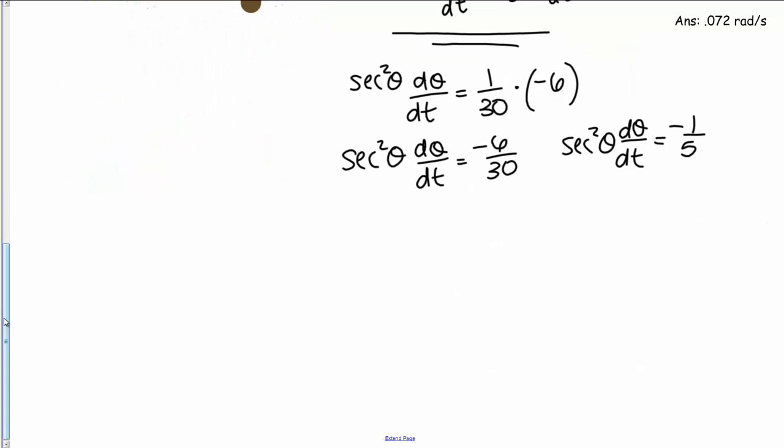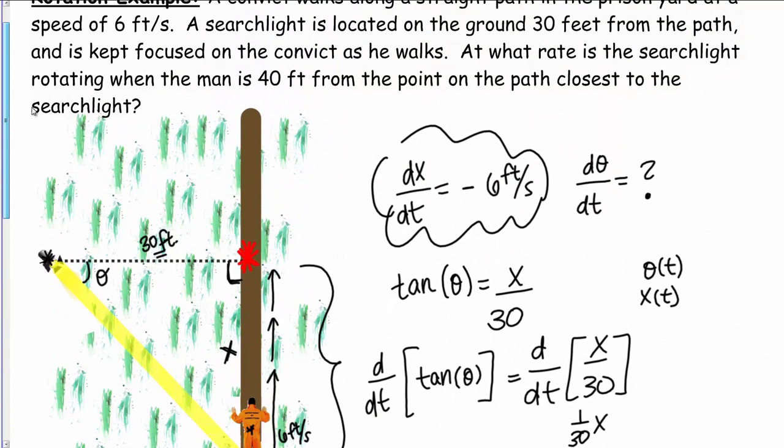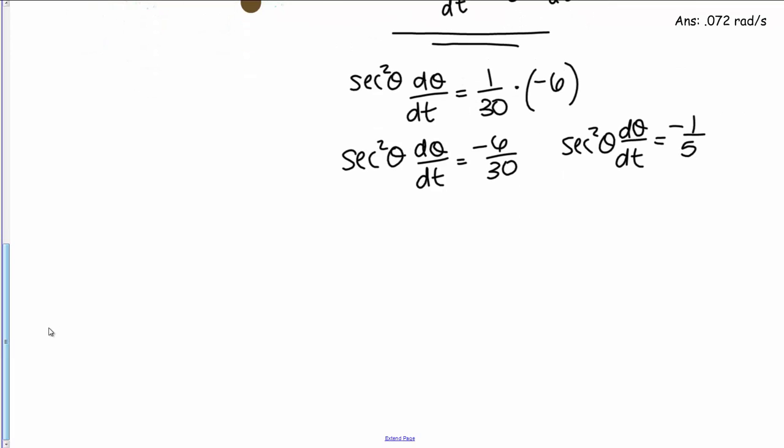Okay, now ultimately, what am I looking to find here? If you remember, ultimately we're looking for d theta dt. So I'm going to go ahead and solve this relationship for d theta dt, which I do just by simply dividing that secant squared to the other side. So d theta dt equals negative 1/5 secant squared theta. Okay, we're really close to being done now.